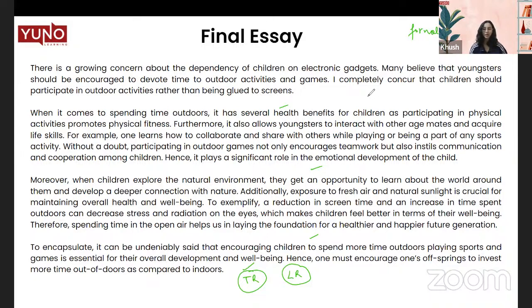But whenever you're using high vocabulary words, make sure you know the correct meaning and that they are not a misfit. So words like "youngsters" instead of saying "children" again and again, "devote time" instead of saying "spend time," "outdoor activities," "completely concur" instead of saying "agreement," then "glued to the screens," right? One way of saying age mates is peer mates or other peers.